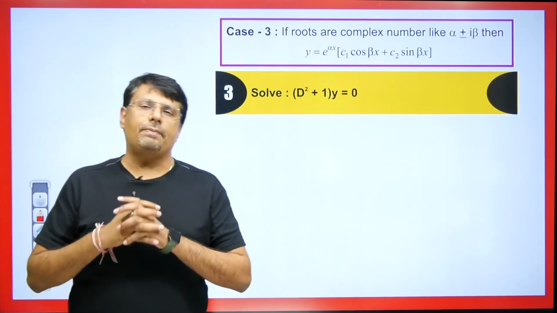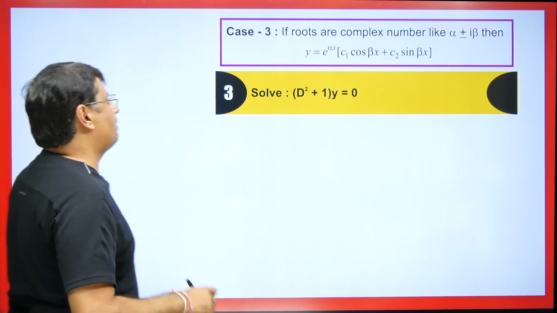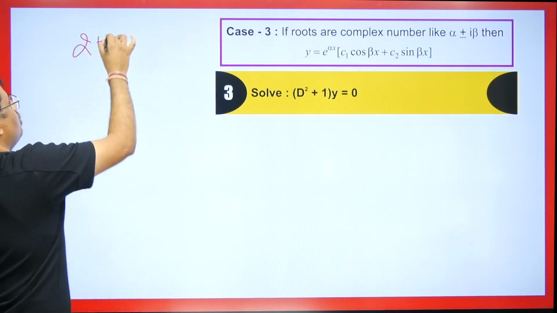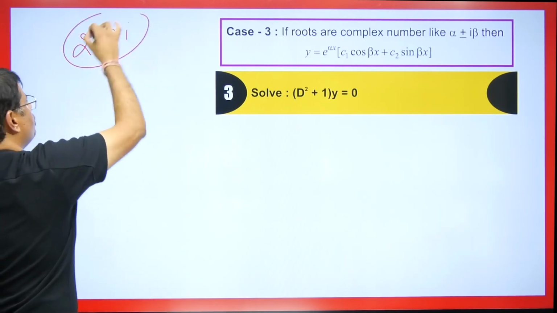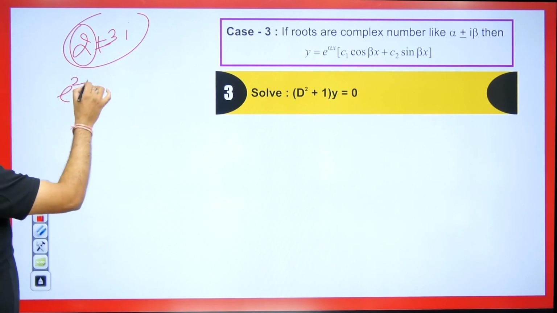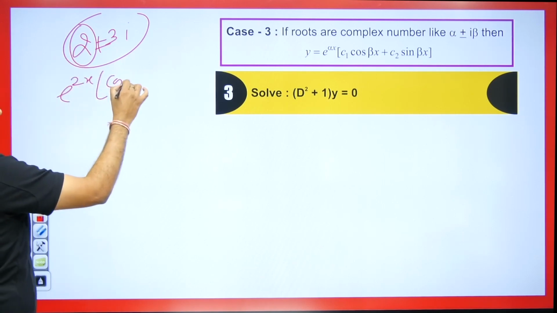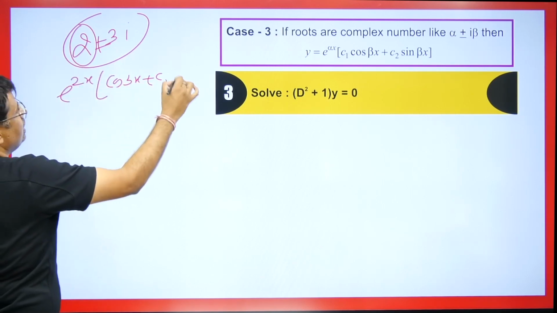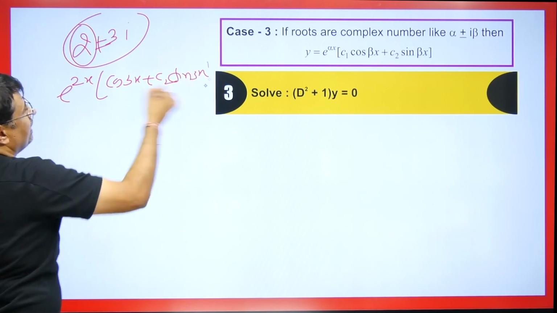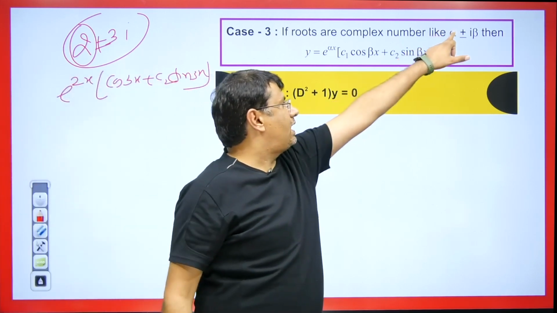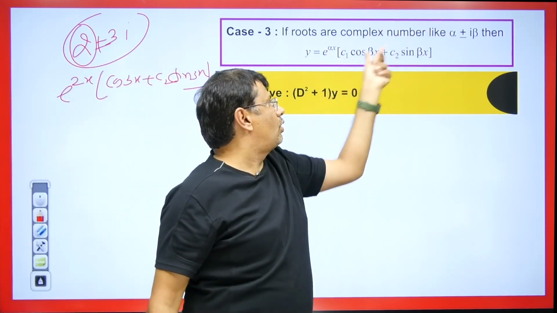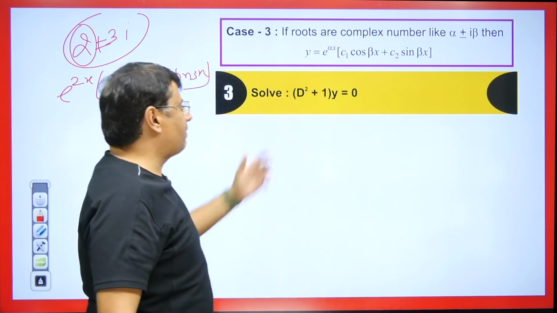Now we will discuss what we do whenever we have complex roots. If the equation is given with its roots as plus or minus 3 iota, the real part is written in the power of e and the imaginary part is written in the angle: C1 cos 3x plus C2 sin 3x. In general, we get alpha in the power of e and beta in the angle, right?